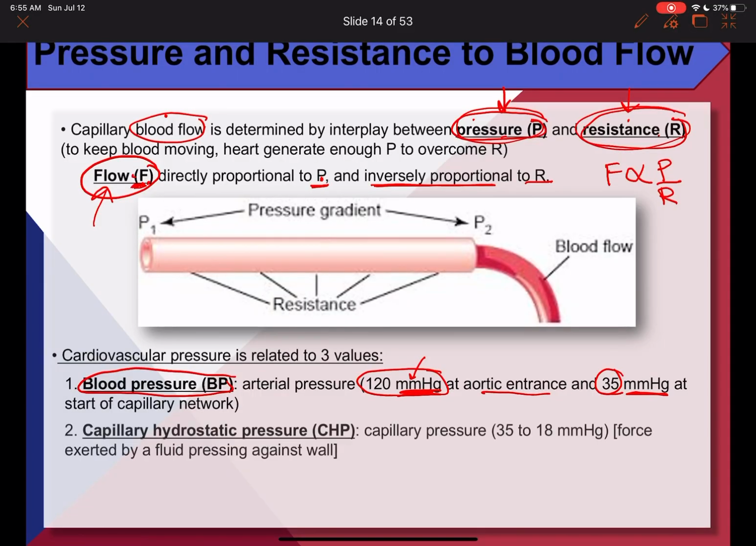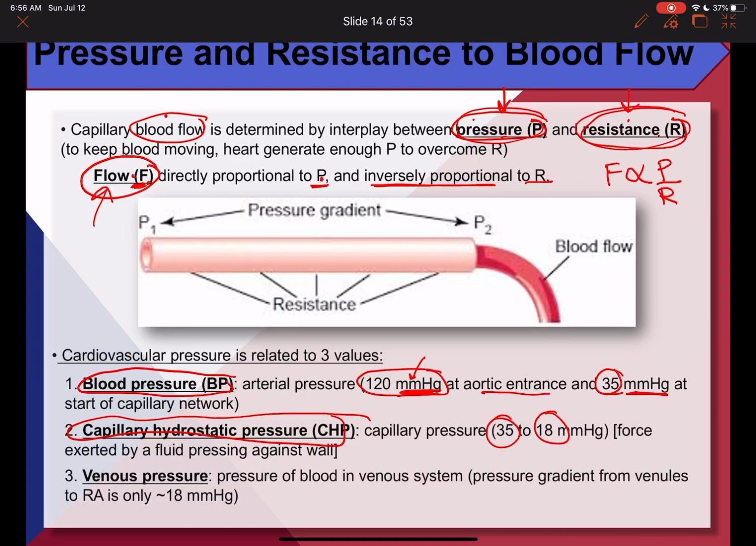Okay, so the second value is CHP, which is short for capillary hydrostatic pressure. Now, these pressure values become very important when we talk about how capillary exchange is achieved. But like I said, the pressure in the capillary goes from 35 mmHg to 18 mmHg: 35 at the arterial end of the capillary, 18 at the venous end of the capillary. And this pressure comes from the force exerted by the fluid moving against the blood vessel wall.